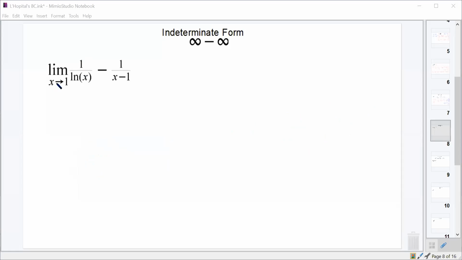So if I have the limit as x approaches 1 of 1 over ln x minus 1 over x minus 1, that's 1 over 0, which is infinity, minus 1 over 0, which is infinity, right? Because remember that those zeros are not actually zeros, they're just numbers very, very close to 0. So 1 divided by something very close to 0 is infinity. So this infinity minus infinity has to be dealt with. Any thoughts on how we'll deal with that?